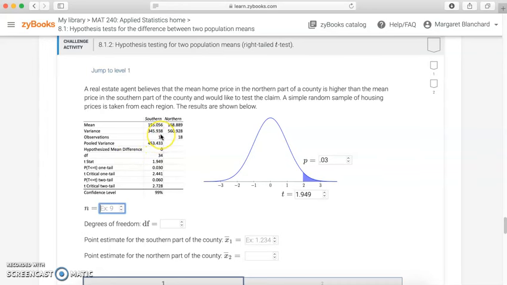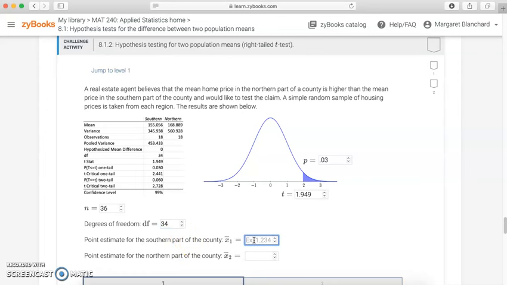Our N, now listen, this is where it gets a little bit different than what we looked at before. Here we're not linking them. So we have 18 from our southern sample and 18 from our northern sample. That means our N is actually 36 observations. In an independent t-test, our degrees of freedom is N minus 2, because you have to subtract 1 from each one. So it's actually going to be 34 degrees of freedom.